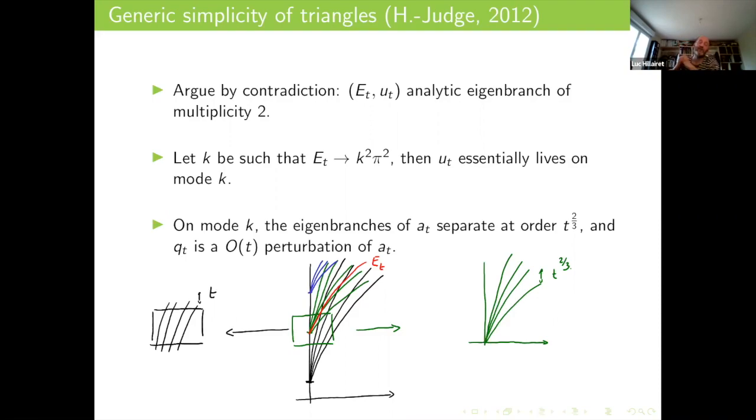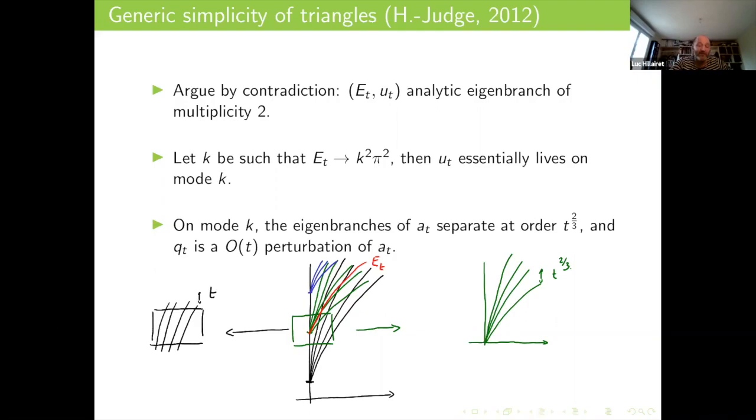And on the smaller modes, we cannot directly conclude that it is small, but we can use the Feynman-Hellmann formula the other way around, and it gives us that it actually has to be small too, so that u_t essentially lives on mode k. But on mode k, it is good because we know that the eigenbranches of A_t separate at order t to the 2/3. That's reminiscent of the fact that the profile function L has an absolute value singularity at the bottom of the potential. And then Airy approximations tell you that the eigenvalues are of order t to the 2/3.